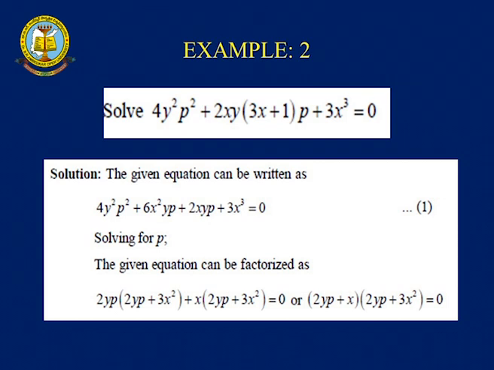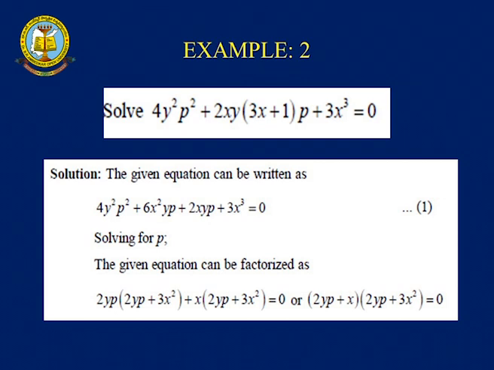So, first we have to make that equation a factorization. Let us see, in the first two terms of the equation we take 2yp common. Taking 2yp common, we get 2yp plus 3x square, and in the next two terms we take x common, then we get 2yp plus 3x square equal to 0. So from there we can write (2yp plus x)(2yp plus 3x square) equal to 0.